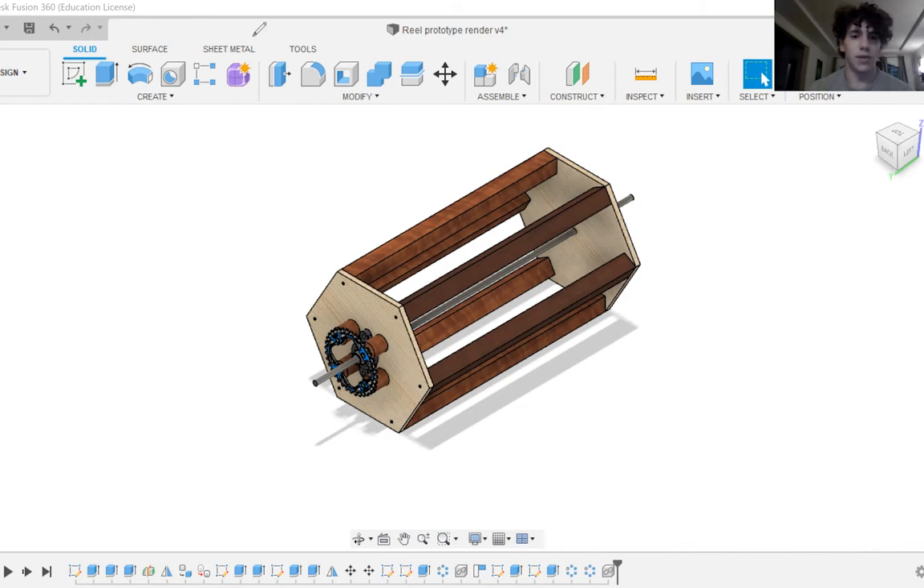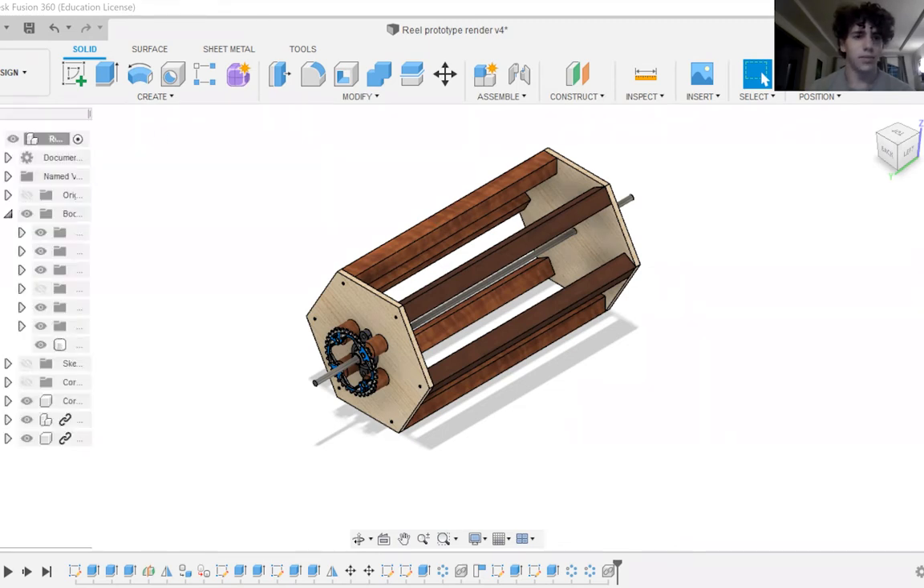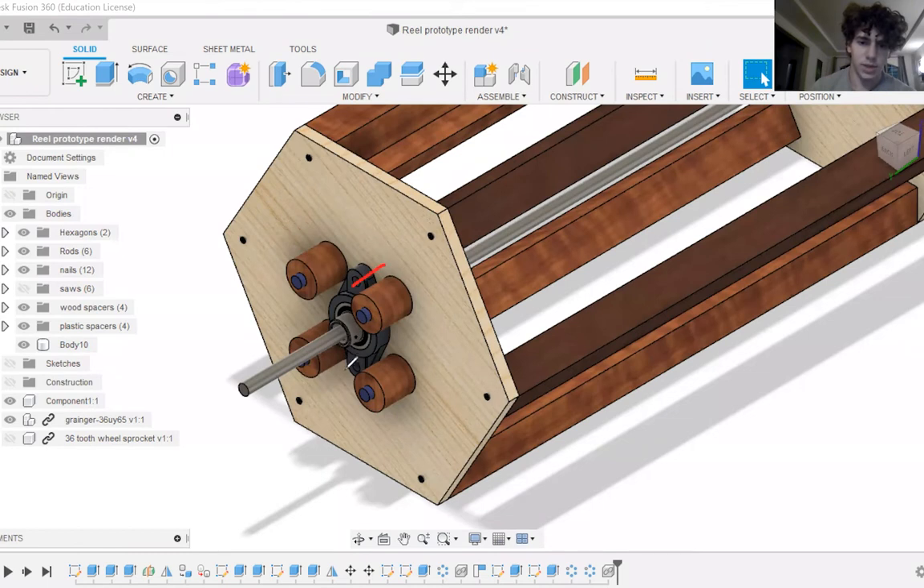Next, we have our bearing. This bearing will be attached directly into this piece of plywood, and the axle will be put through it, essentially allowing the entire piece to spin smoothly around the axle.